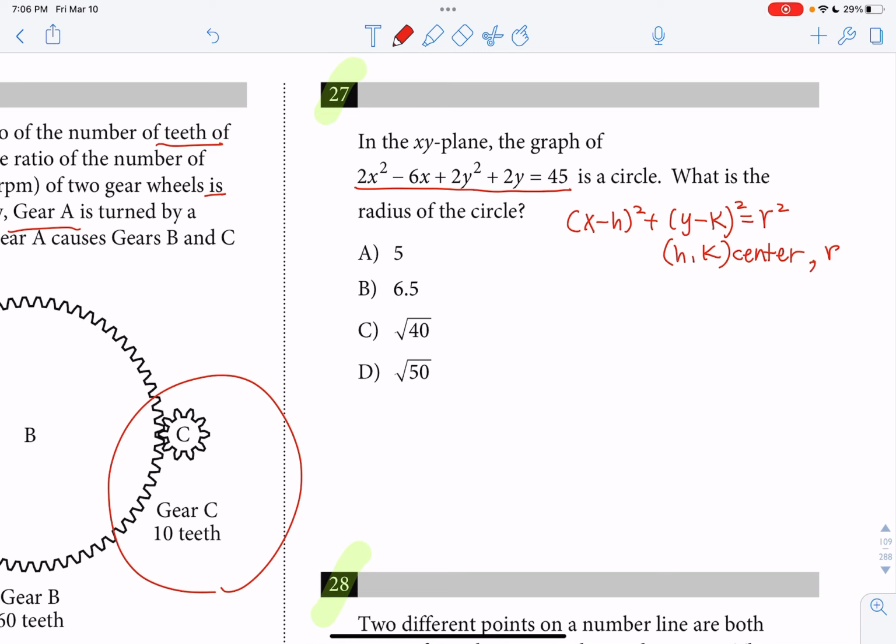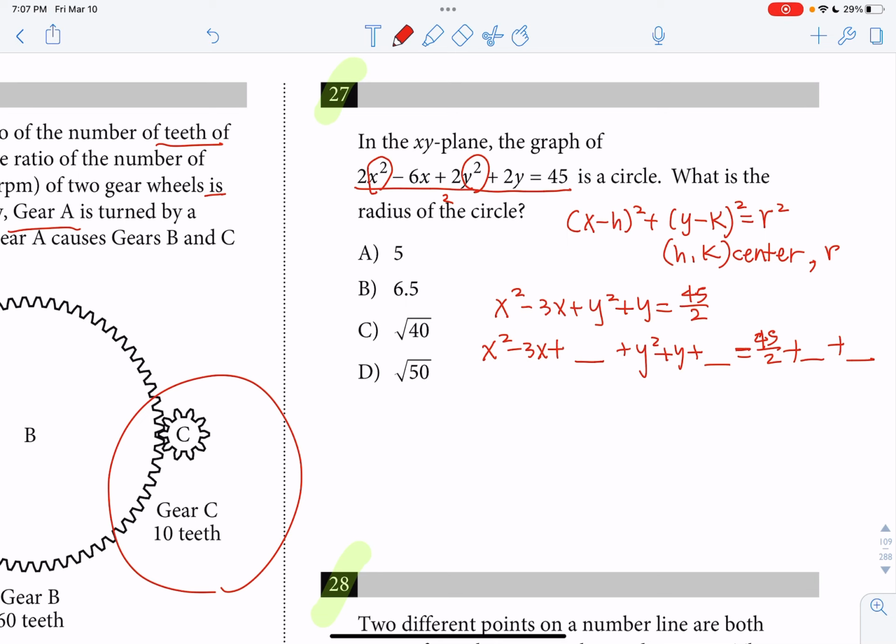So to do that, I will complete the square. To complete the square, you have to have a leading coefficient of x squared and y squared to be 1. So I cannot have a 2. So everything is divided by 2 first. And then I'm going to rewrite x squared minus 3x plus y squared plus y equals 45 over 2. And then to complete the square, x squared minus 3x plus c, and then y squared plus y plus c. In that way, you can add those two expressions on the right side to make it equal.